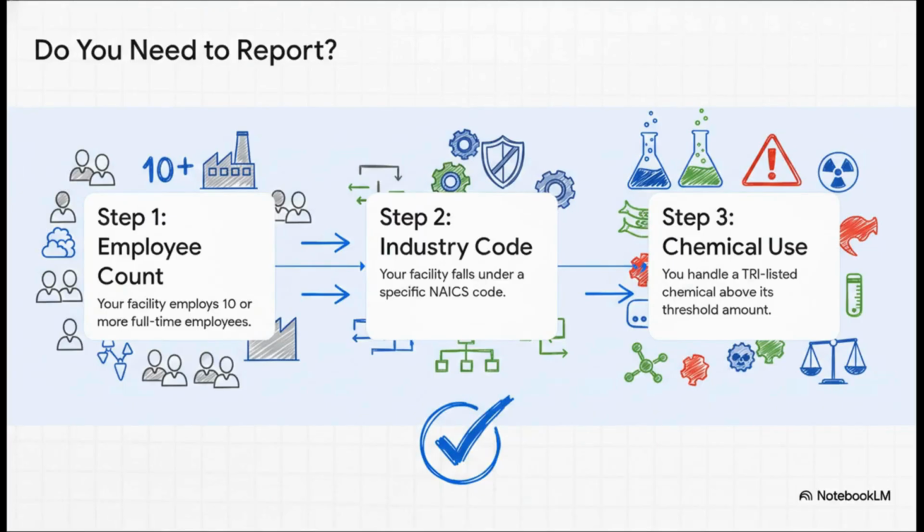Let's run through it. First up, employee count. Does your place have 10 or more full-time employees? Next, industry code. Does your business fall under one of the specific government codes? And finally, the big one, the chemical threshold. Are you making, processing, or even just using a chemical on the TRI list above a certain amount? If you're nodding your head and saying yes to all three, then TRI reporting is mandatory for you.